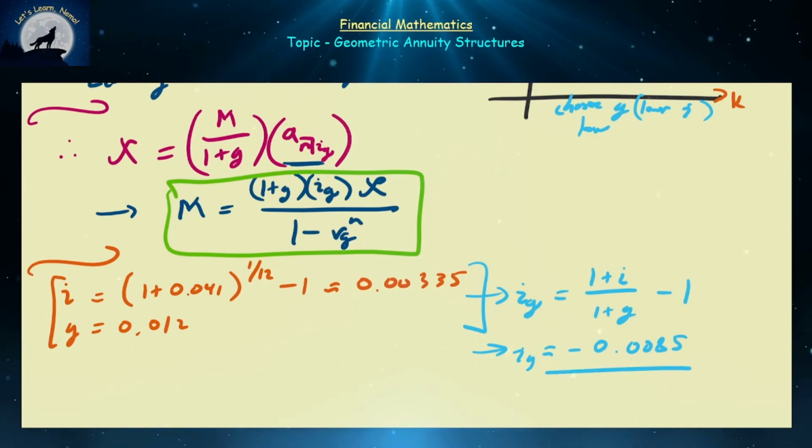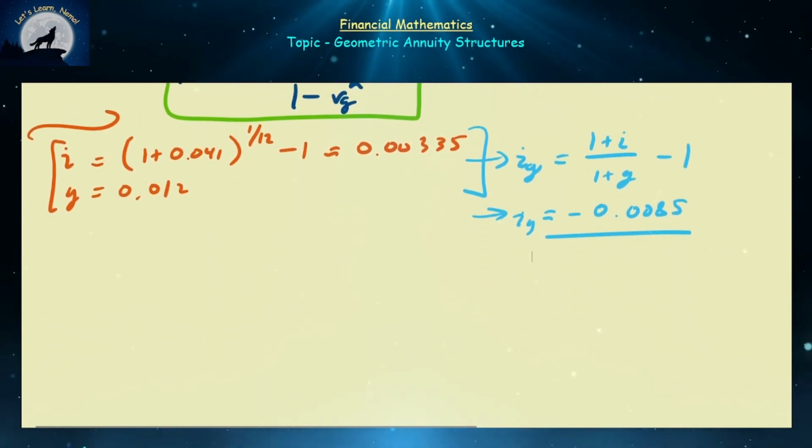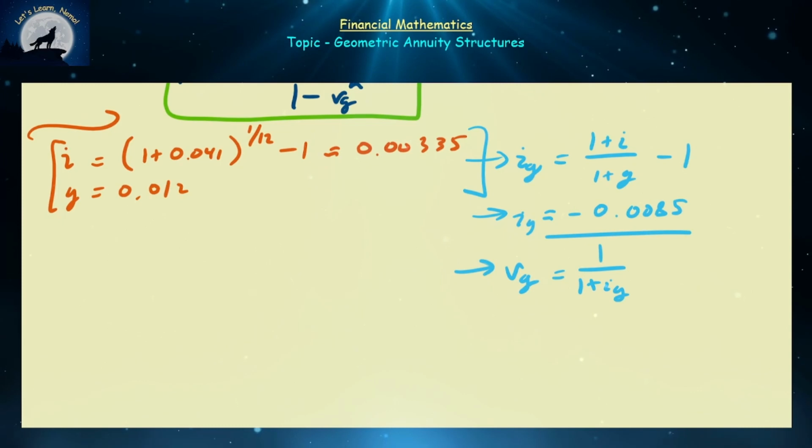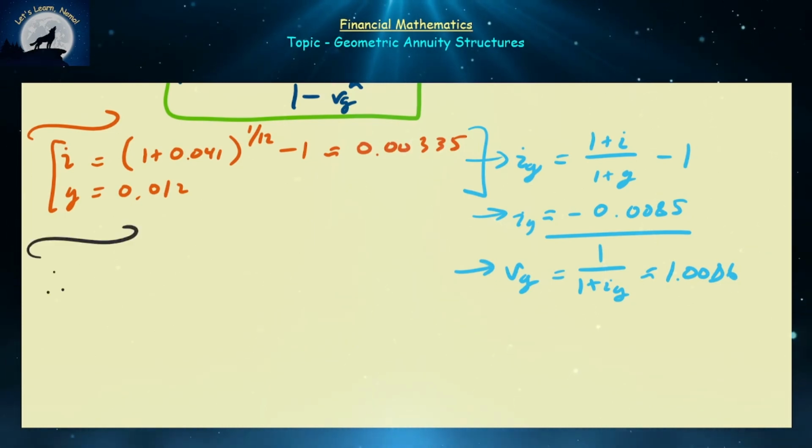0.0085. You might be thinking, wait a minute, why is it negative? Don't worry, the math comes out in the end, so do not be scared. So obviously if i_g is negative, then you should be seeing that nu_g, which is 1 over (1 plus i_g), is going to be positive. Right? That's going to be approximately 1.0086. Don't worry, the math still works out. All right, so once we look at that, what are we going to have?